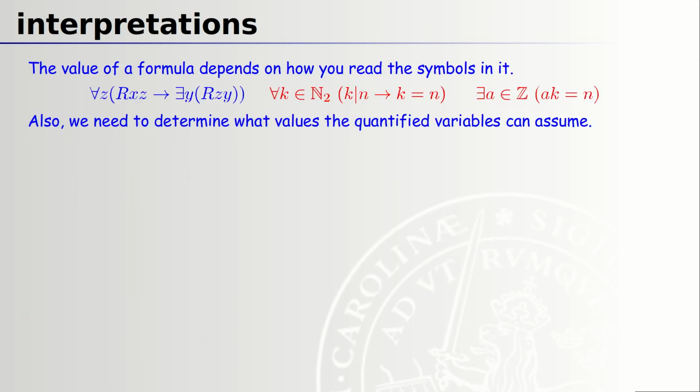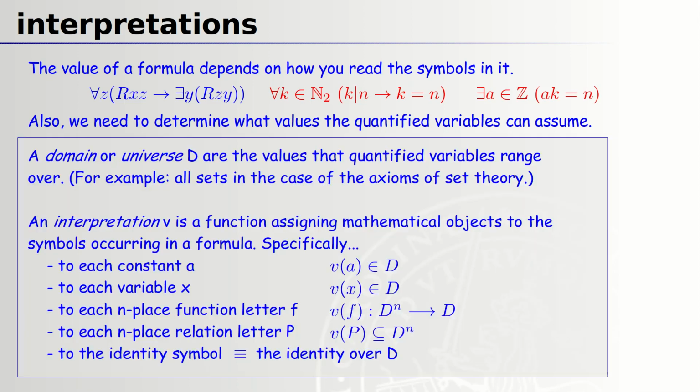In order to interpret a formula, that is, in order to determine whether it is true or false, we need to interpret every symbol in it, and we also need to specify which values the quantified variables in it can assume. That is, what set of values the quantifiers actually quantify over. That set is called the domain, sometimes also universe, for interpreting the formula.